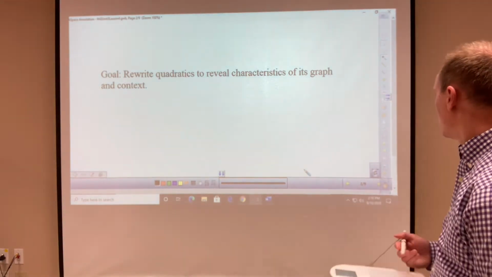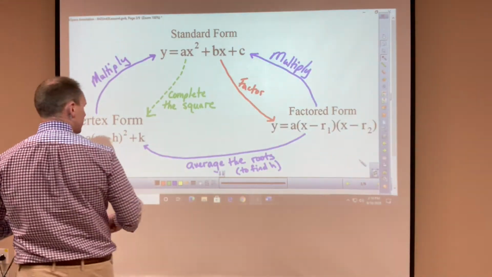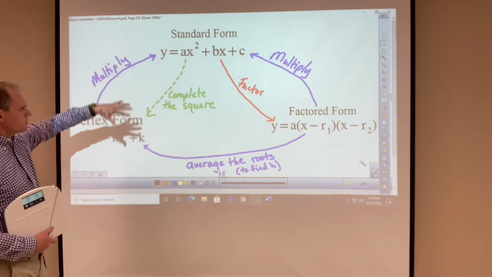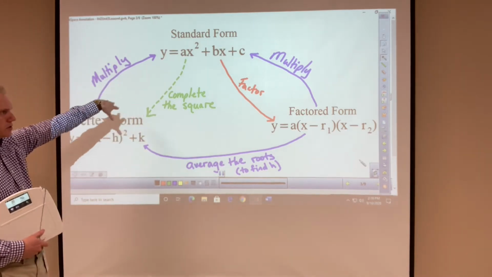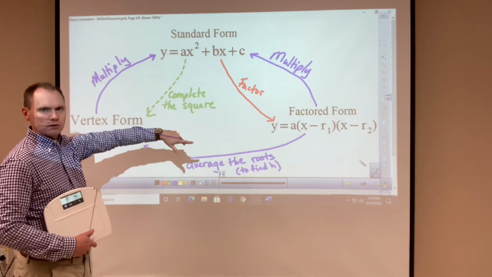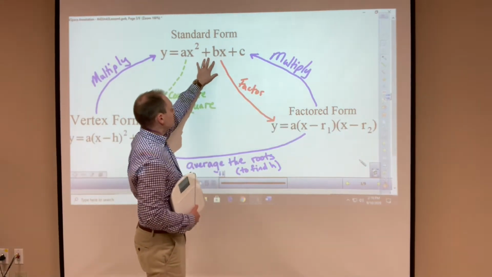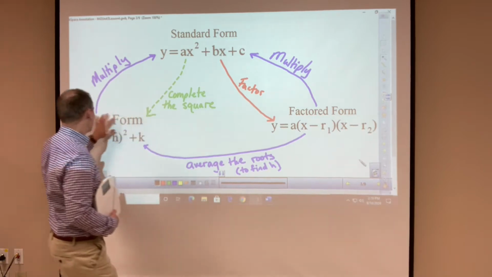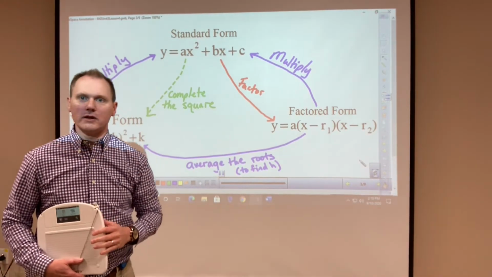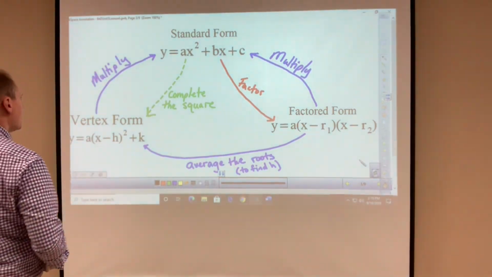So to recap all of those things, we've got this nice diagram here that we looked at in our last video. So we've got these 3 forms and various ways to get between those 3 forms. Keep in mind each form tells us something different. So factored form tells us the x-intercept really quickly. Standard form tells us the y-intercept. Vertex form tells us the vertex. And then all of them tell us the concavity and whether it's opening up or down.